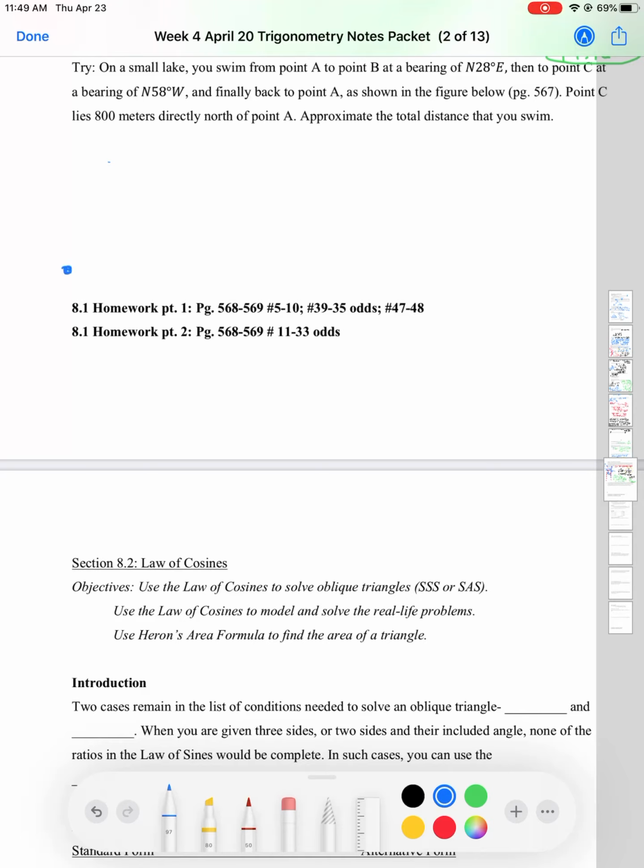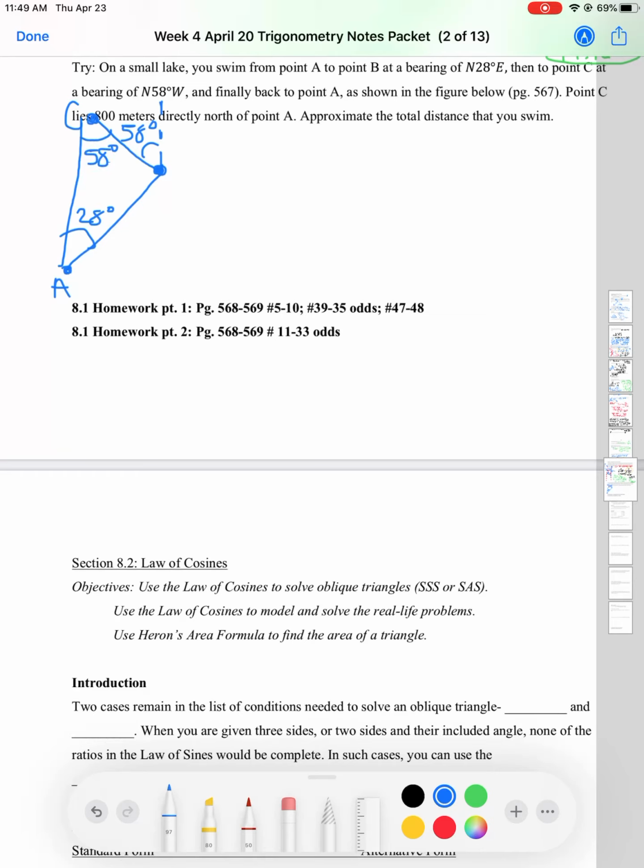You know what? That was really bad. A, C, there we go. Kinda. We're just gonna pretend that that is perfect. Our bearing here was 28 degrees. And then our bearing here was 58 degrees. Never drawn to scale, remember, because I am awful at drawing.